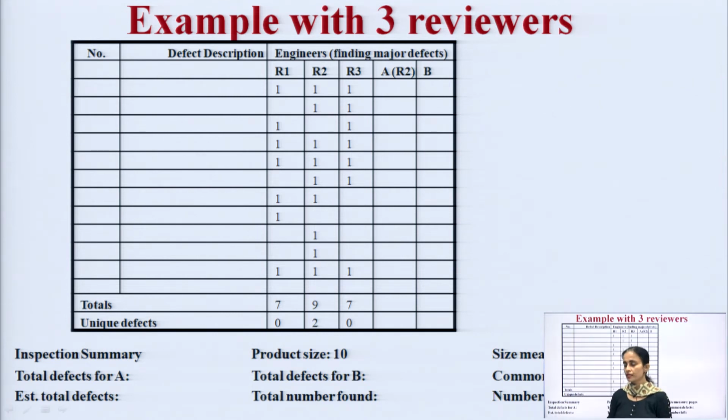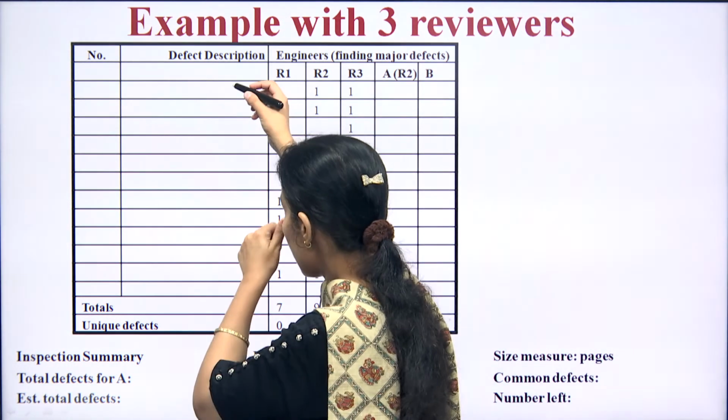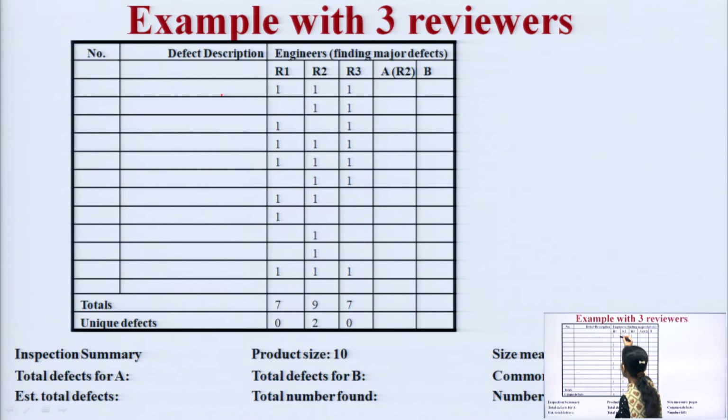Here we can see an example of doing the code inspection with 3 reviewers. This is the defect description being noted. Reviewer 1 is giving the review, reviewer 2, reviewer 3, and so on, and with respect to the product size, the total defects for A and B are to be calculated.